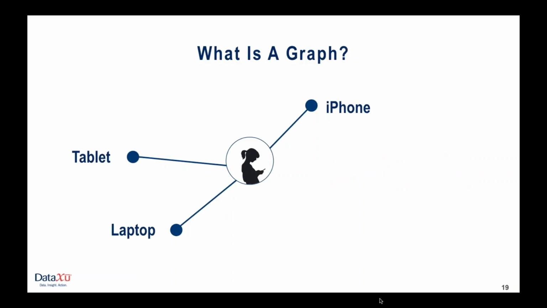In the context of cross-device marketing, we have a vertex that represents a person, and then that person is connected to three devices, which are the edges. The edges represent these connections. So for this particular person, we have connections to her laptop, iPhone, and tablet in her individual device graph.